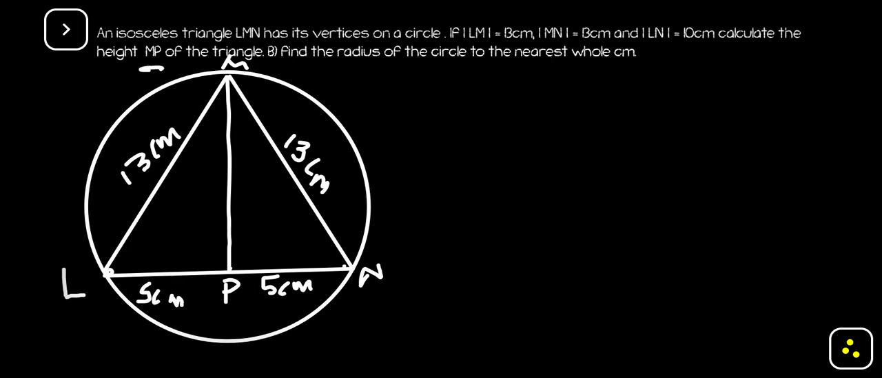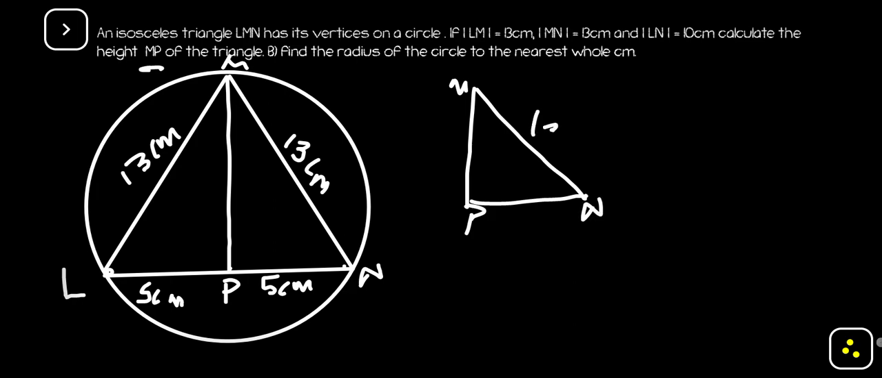Now they want us to calculate MP, and you see this forms a right angle triangle like this, where here is M, here is P, and this is N. This is 13, this is 5. So we need this, we'll call it X. What formula do we use to get X? If you remember, we need to use the Pythagoras theorem. So we'll have X squared is equal to the hypotenuse 13 squared minus the other side 5 squared.